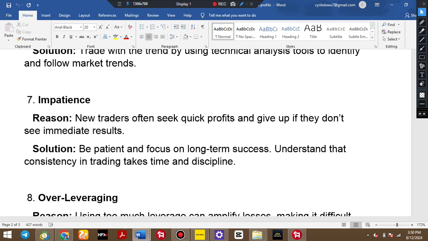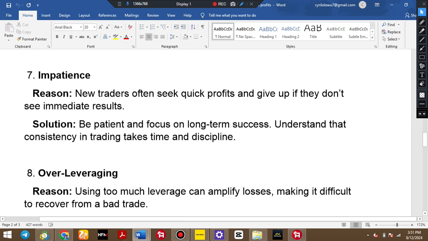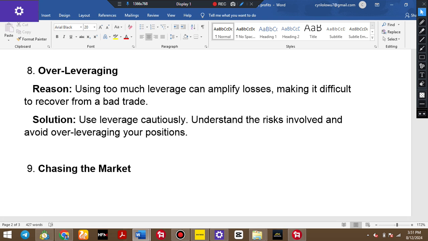But when they check the analysis, the profit the robot is making is not even up to 2% of the losses it has taken from them, but they still feel that is the best way, and which can never make them a consistent trader. Solution: be patient and focus on long-term success. Understand that consistency in trading takes time and discipline. You must be disciplined and you must also apply consistency.